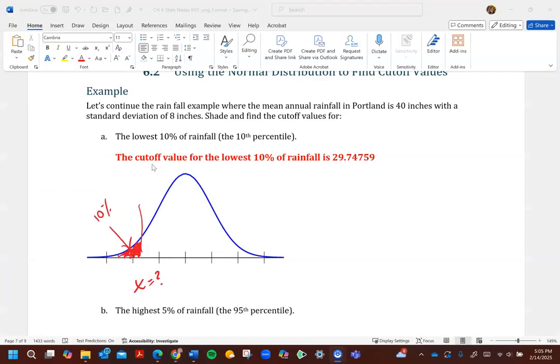Our answer for this one is the cutoff value for the lowest 10% of rainfall is 29.74759 inches. And we can round that off to 2 places. So I'm going to go ahead and change that to 29.75. Be sure to write the units so that it doesn't get confusing that that's a percentage, and we're clear that we're finding the cutoff value. So anything under that is in the lowest 10%.